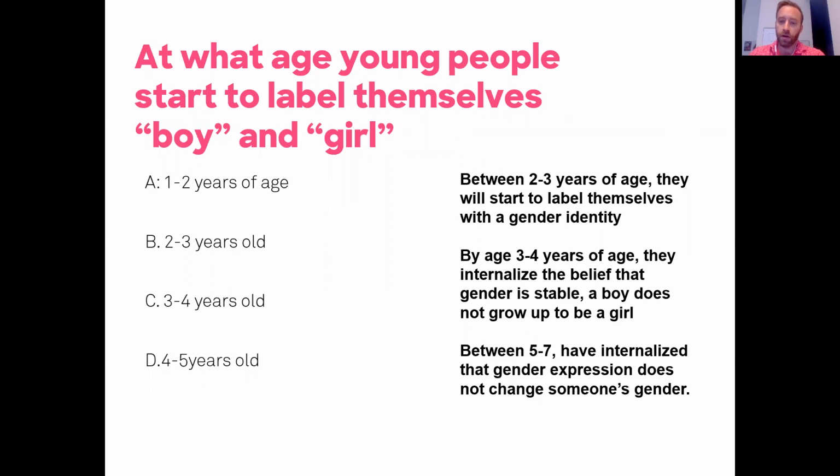By age 3 to 4, they internalize the belief that gender is stable. A boy does not grow up to be a girl. And between 5 and 7, they have internalized that gender expression does not change someone's gender. So again, these are not set in stone, baked into the cake of human existence, but rather these are the patterns that they're picking up, the messages society is sending to them.